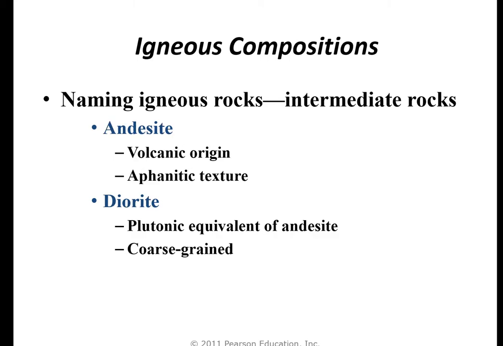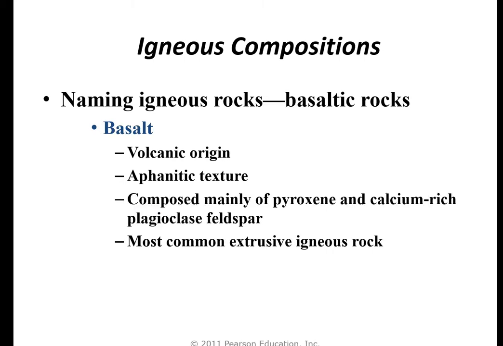Andesite is volcanic in origin and has an aphanitic texture. Diorite is the coarse-grained, plutonic equivalent of andesite. Basalt is volcanic in origin, aphanitic texture, composed mainly of pyroxene and calcium-rich plagioclase feldspar, and is the most common extrusive igneous rock. Basalt is a volcanic rock.